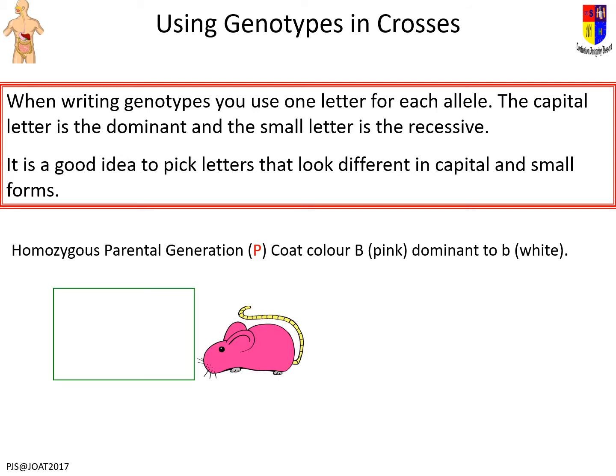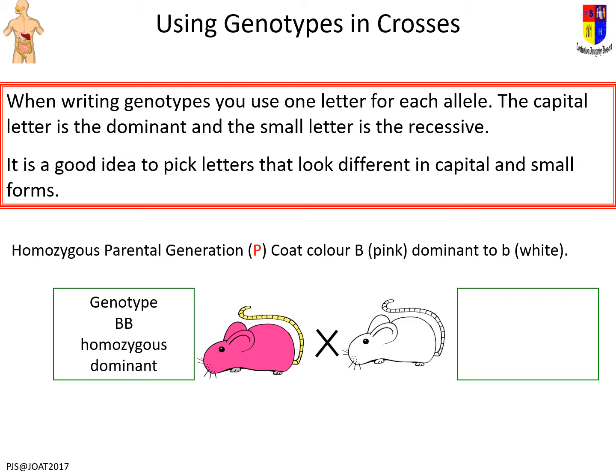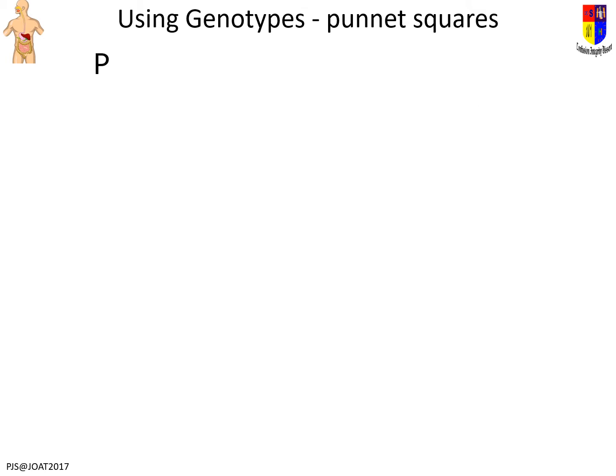We have a pink mouse and we have a white mouse. Our pink mouse, we're going for a homozygous parental, so big B, and here's our white mouse, and our genotype here is little b, homozygous recessive. Okay, right, we're going to cross these. So we're going to cross these using a particular form called Punnett squares.